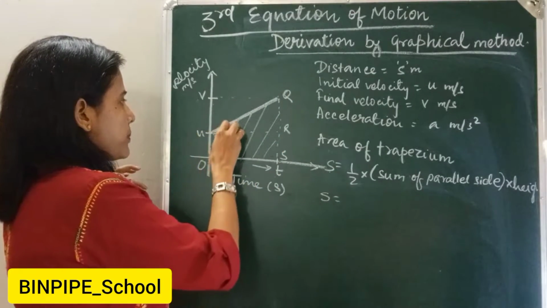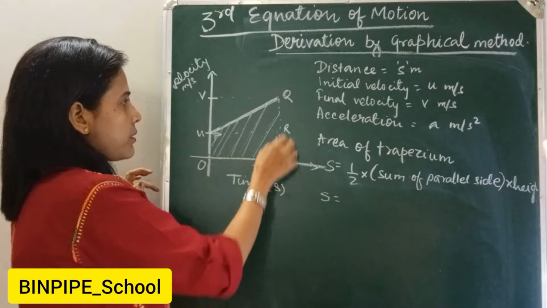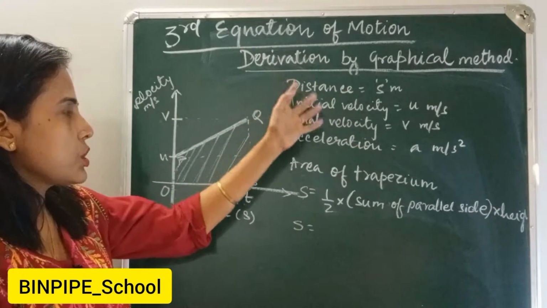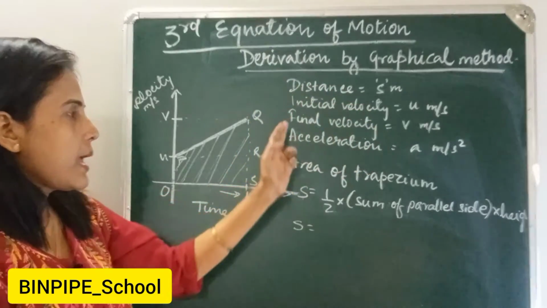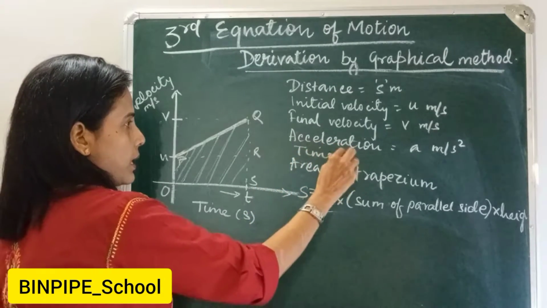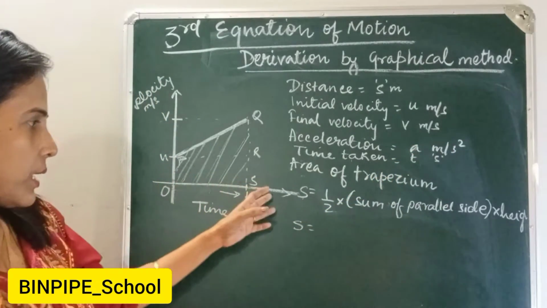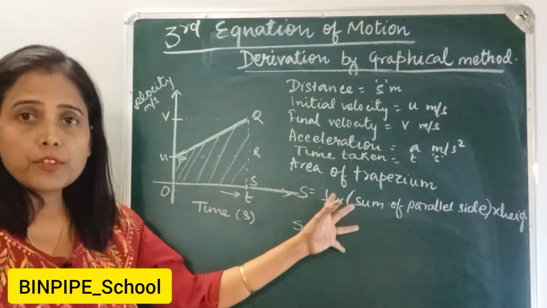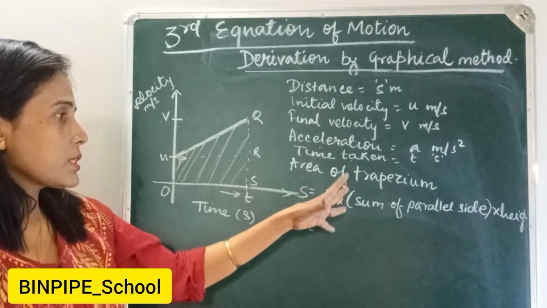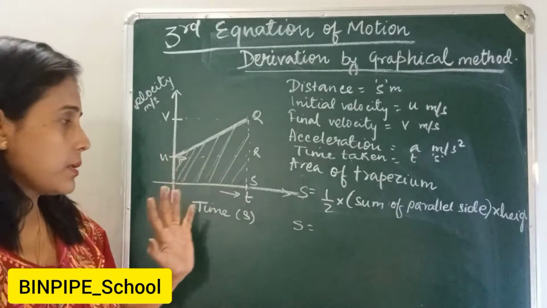Okay, now the area of the trapezium that we get is nothing but the distance covered by the body. And for that we use the parameters distance as s, initial velocity u, final velocity as v, acceleration as a, and time taken as t seconds. Now the area of the trapezium s is equal to half into the sum of the parallel sides, a product of half into the sum of the parallel sides and the height between the parallel sides, or distance between the parallel sides.